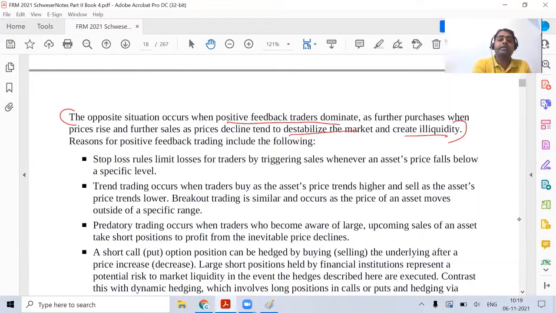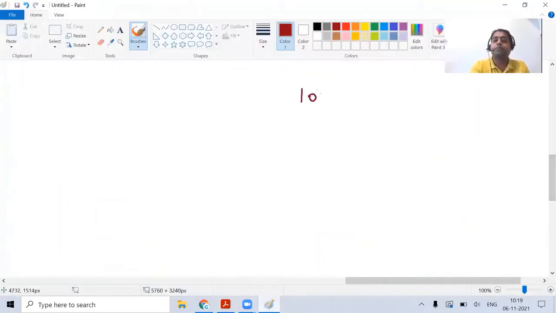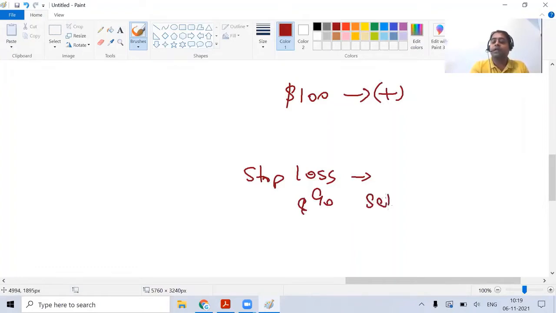Now, the reason why such a scenario is happening, the first reason: stop loss rules for traders, triggering sales whenever the asset price falls below a level. Do you realize that when you trade in the market, suppose you have bought something at $100 and you feel that the prices might go down, so you have already put on a stop loss. Okay, you have bought, you have taken a long position. Now you fear that the prices will go down. You put a stop loss at $90 to sell. Now this is automatically put. This is the general practice that a lot of traders follow to reduce their loss, because if the price goes down and touches 90, it will automatically sell.